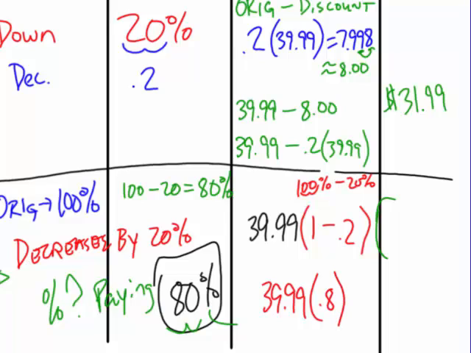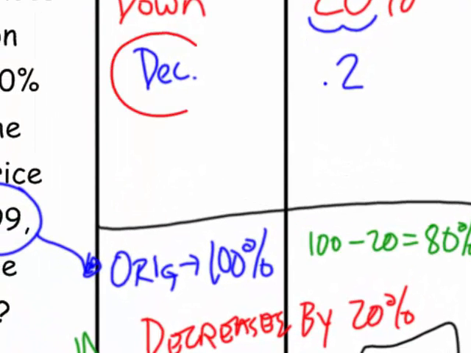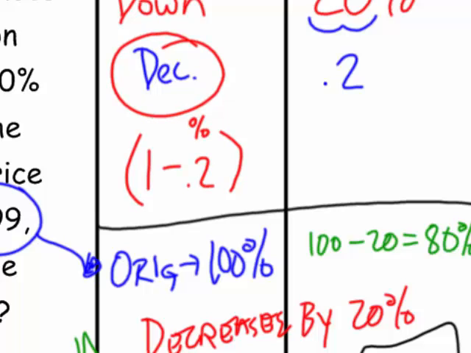So whenever there's a decrease, know that you can always take 1 minus that decrease in percent, right? Writing that percent as a decimal. In this case, we subtracted 0.2. So know that, because once we get to increases, it's going to be just the opposite, and we'll see that in a sec here.